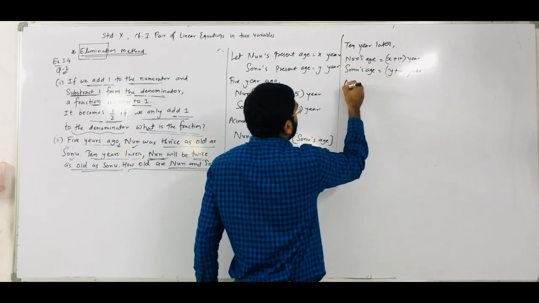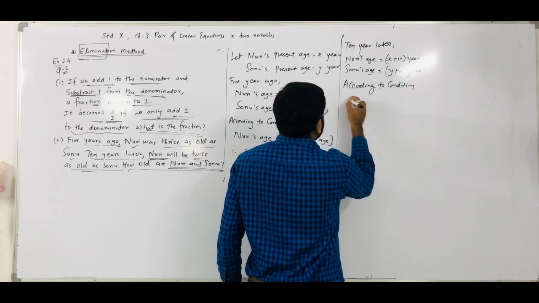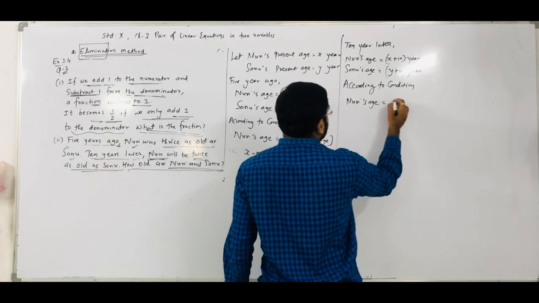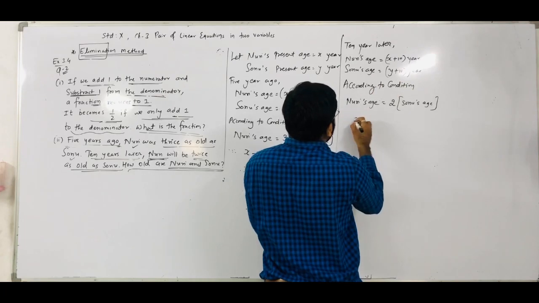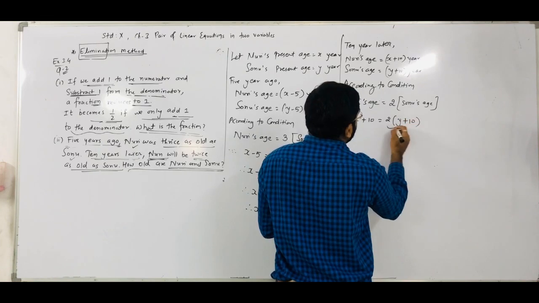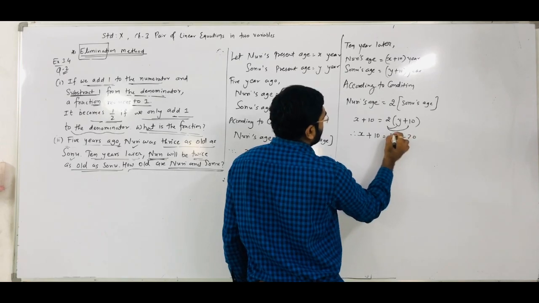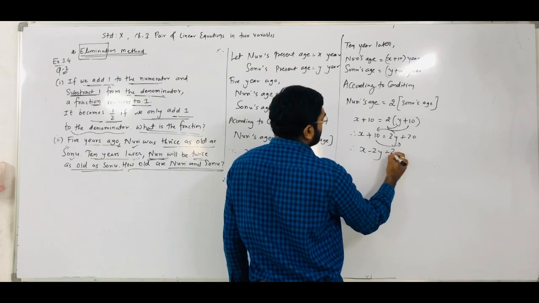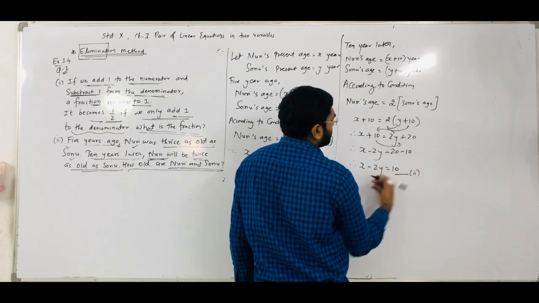So according to the condition we can say Nuri's age after 10 years is twice as old as Sonu, so 2 times Sonu's age. Nuri's age is x plus 10, and 2 times Sonu's age is y plus 10. That 2 is multiplied inside the bracket. x plus 10 is equal to 2y plus 20. So plus 2y comes to the left hand side, and 10 goes to the right hand side. So plus 2y becomes minus 2y, and plus 10 goes to the right hand side and becomes minus. x minus 2y is equal to 10. This is our second equation.